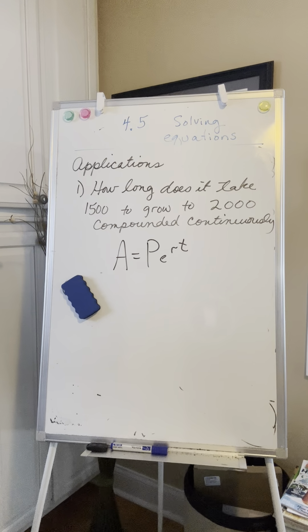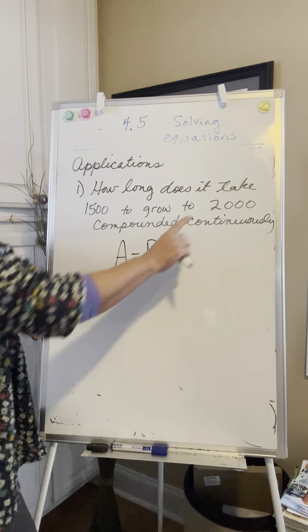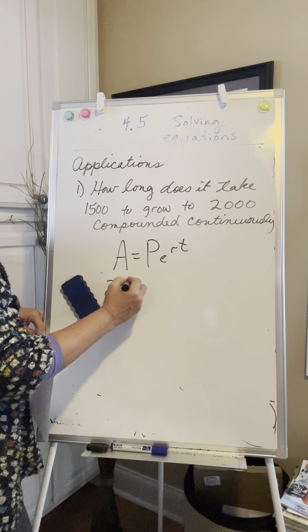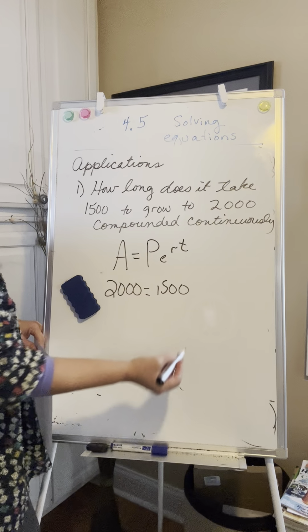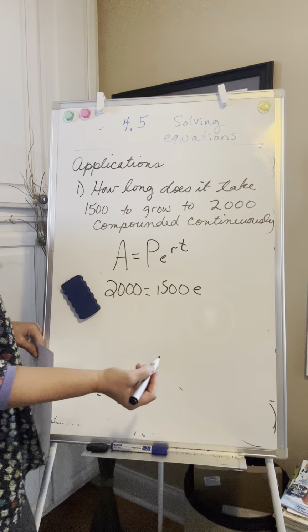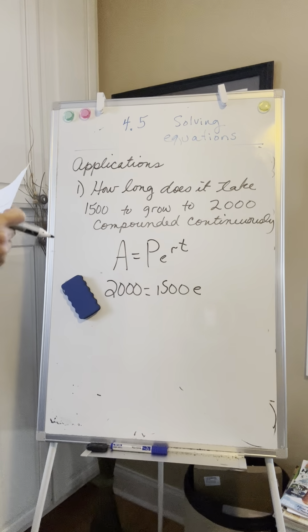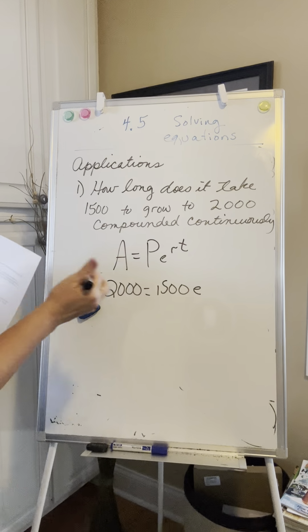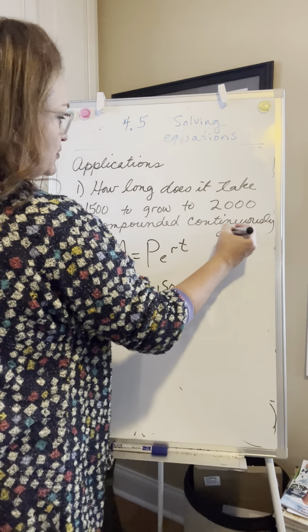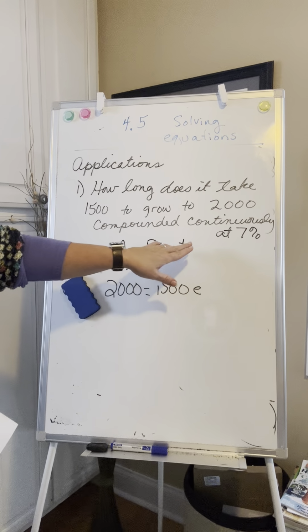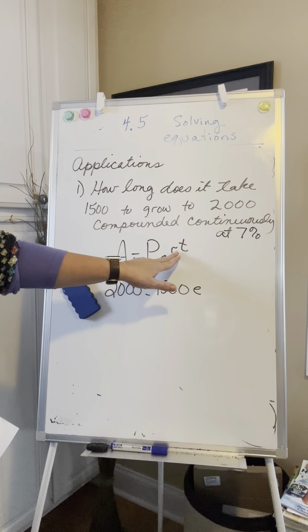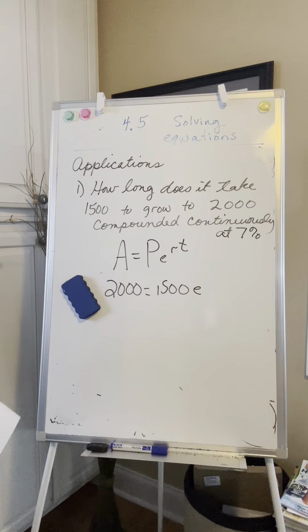So here's an example. We know the A value, we're growing to $2,000. We know the starting value, the P value, $1,500. Did I put a rate on here? You need to know that, at 7%. You still need to know one more thing, so they can't leave out two unknowns. We can't figure out time as well as figure out rate. We have to only figure one unknown.